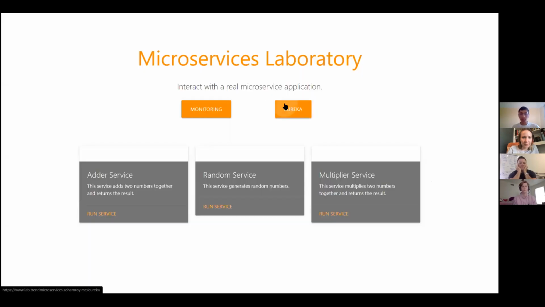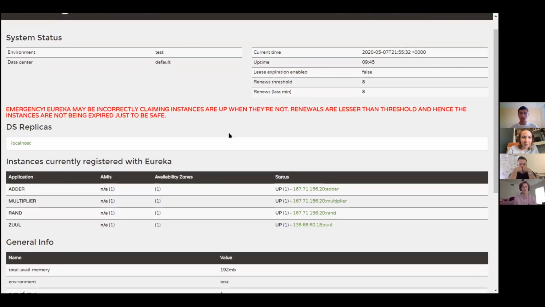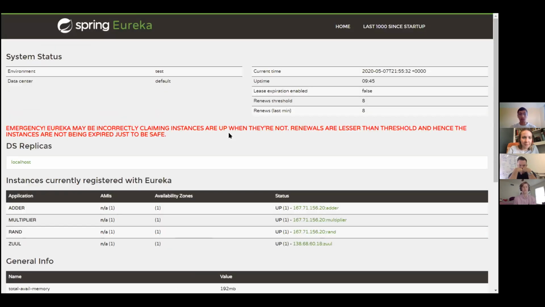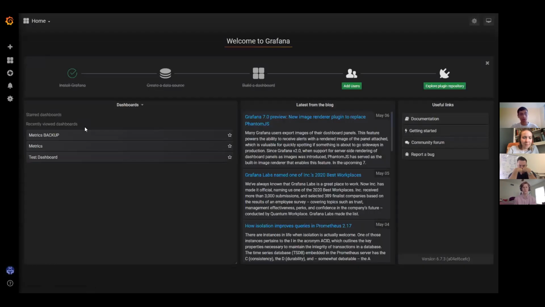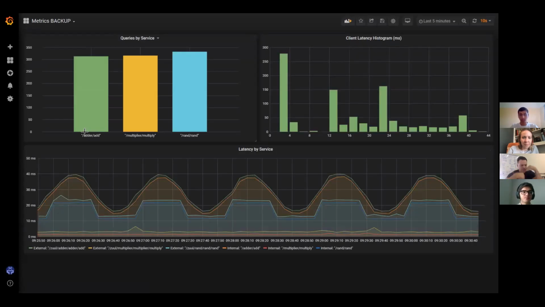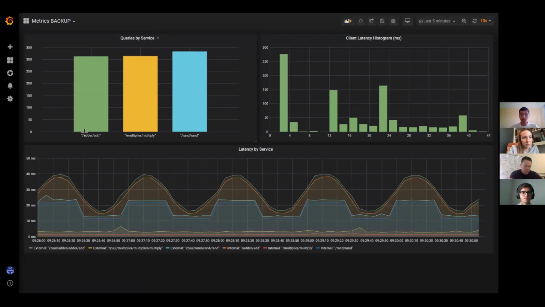Okay. So this is our front end for the microservice application, and then here are the graphs. To visualize the metrics, we're actually using Grafana. And so additional latency is programmatically generated. There are 3 main metrics that are currently visible: the number of queries per service, the frequency of latency ranges, and the latency by microservice over time.